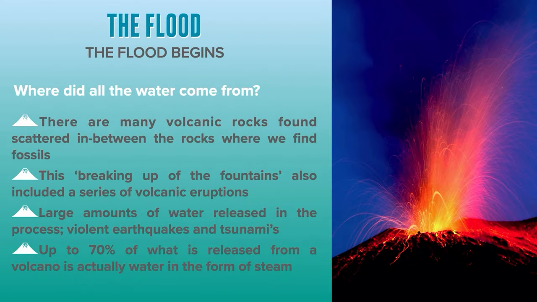Now, there was also another type of fountain that broke apart at this time, and that was the reservoir of the underground molten rock or magma. Today, there are many volcanic rocks found scattered in between the sedimentary rocks. Sedimentary rocks were laid down during the flood.